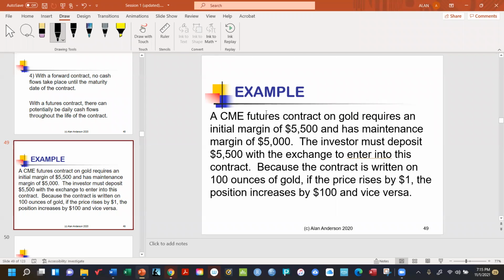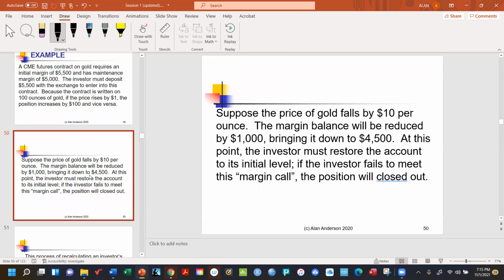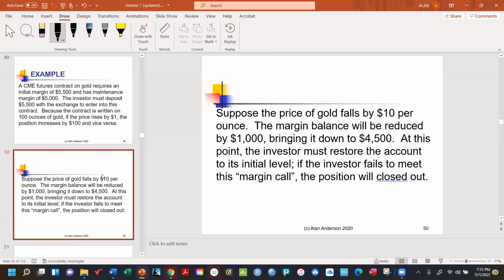What happens if your position loses more than $5,000 so that your balance is less than $5,000? Well, like here, if the gold price goes down $10, you're going to lose $1,000. Remember, it's 100 to 1. And the balance in your account will drop to 4,500. So you have to put money back in. But here's the interesting part. You're not bringing it back up to the maintenance margin, but you have to bring it all the way back to the initial margin, $5,500. So in this case, they're going to call you up and say, listen, you've got to deposit another $1,000. Otherwise, we're going to close out your account. So you have to do it.